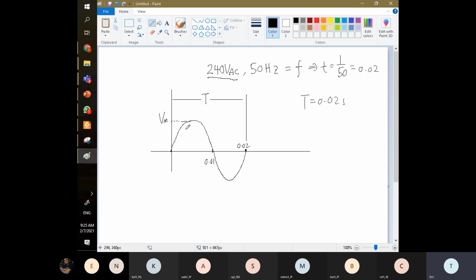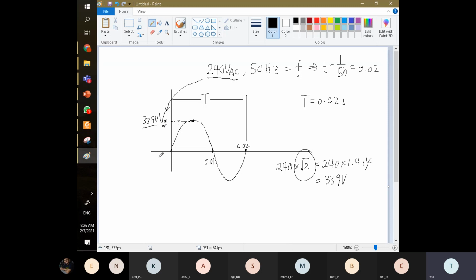If you want to convert RMS to the V maximum, usually you need to multiply by the square root of 2, which is 240 multiplied by 1.414, right? And then you get about 339 volt. So in Malaysia, the maximum voltage we can arrive at is 339 volt. Okay, so it's not 240 volt maximum, it's 339 volt. You need to multiply by the square root of 2 to convert from the RMS to the V peak.